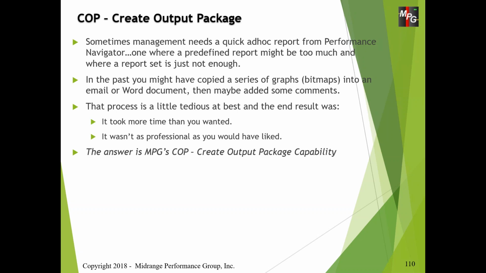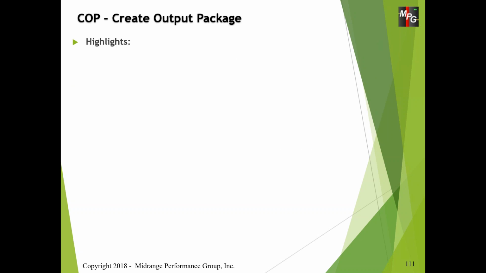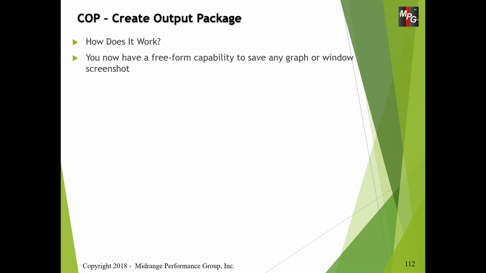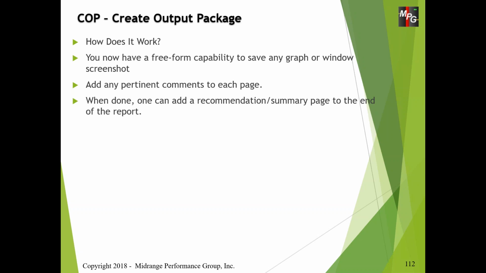Well, the answer is COP, Create Output Package. What's really neat about this is you can create an output package or modify an existing one, and you can add recommendations and summary items to a report. It's going to be a professional document that you can retrieve anytime. So how does it work? It simply allows you to bring up any graph or window. You save it, add comments to it, and when done, you could put a summary page, like an action plan, for whatever you're reporting on. It's all HTML, so you can make it a PDF with your own PDF generator.